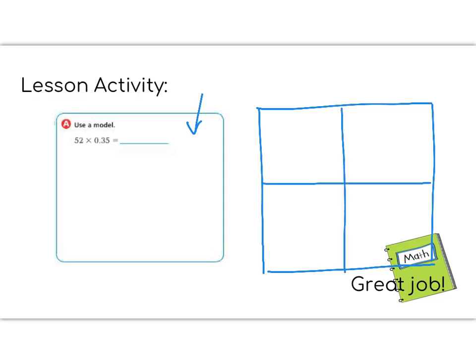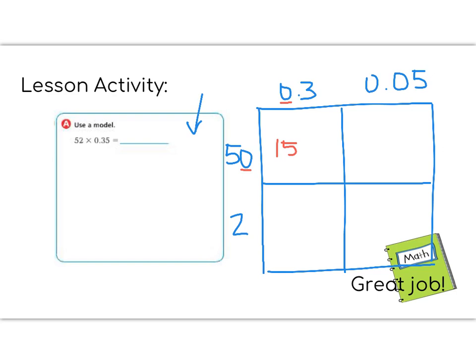So I'm going to break 52 into 50 and 2, and then I'm going to break 0.35 into 0.3 and 0.05. Now I can multiply for each quadrant and then add them together. I'll get you started. 5 times 3 is 15. I would add a 0 because of this 0, but I would also take away a 0 because of this 0. So my answer is just straight 15.